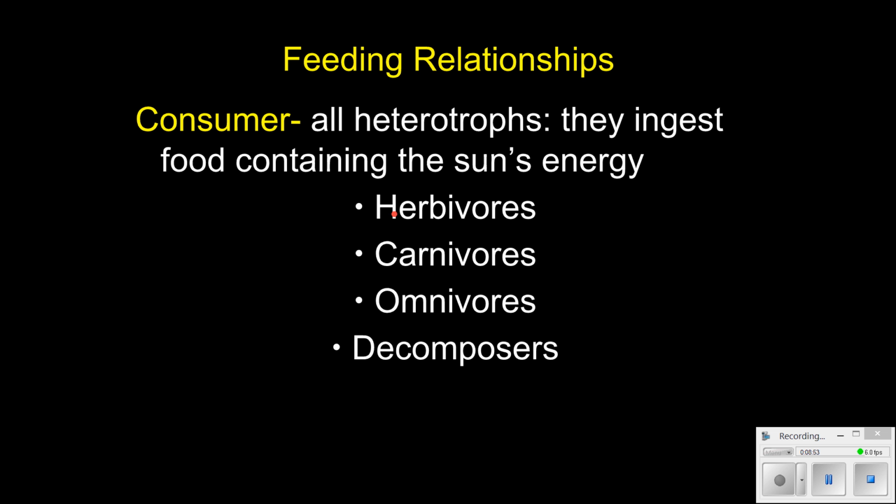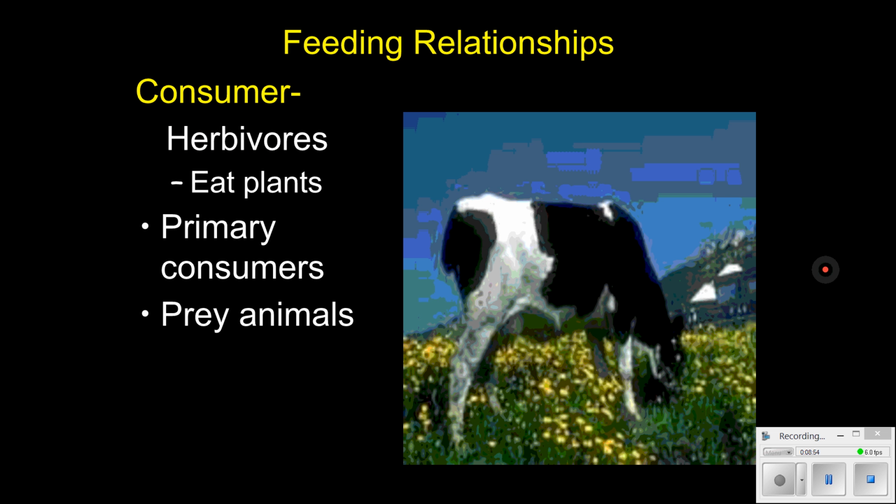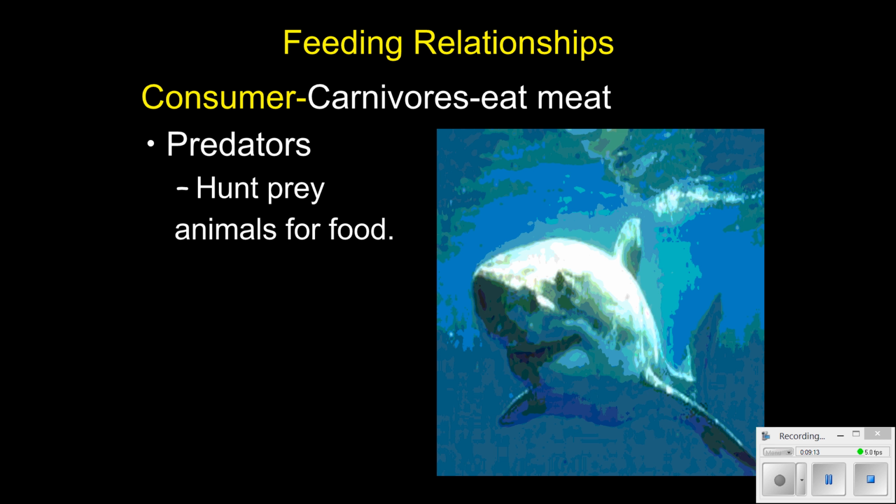Okay, there are four kinds of consumers. We'll go through this briefly. Herbivores eat plants. The thing to note here is that they are known as primary consumers. They're like the second level of a food chain. If plants are the first level, herbivores would be the second level. Carnivores can be third or fourth or fifth level organisms in a food chain. They eat meat, or other organisms.